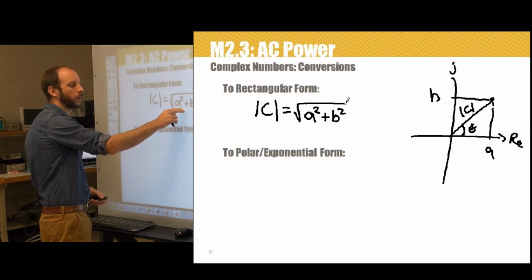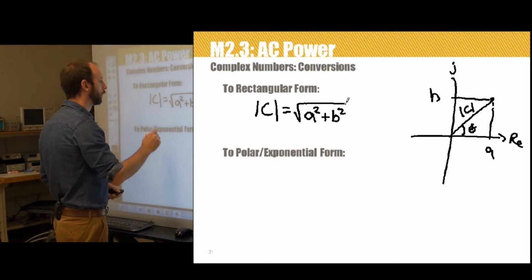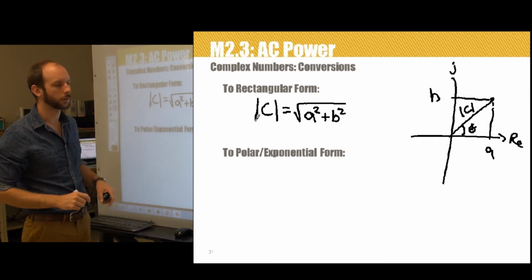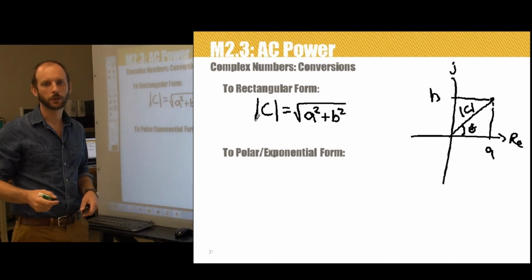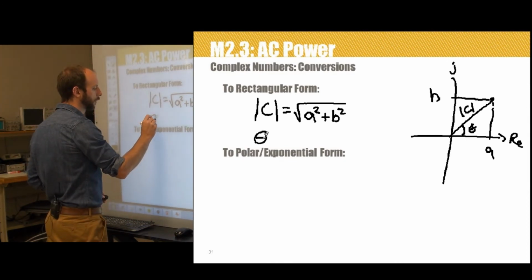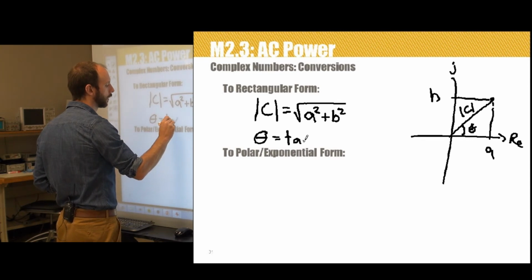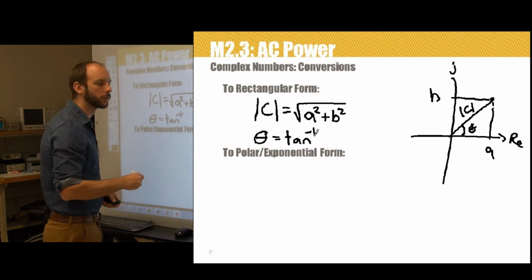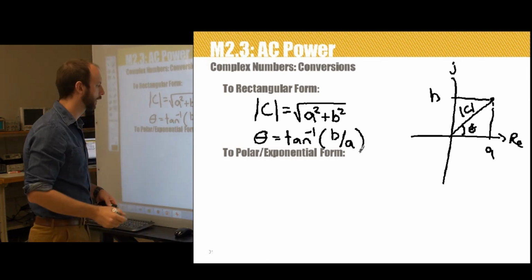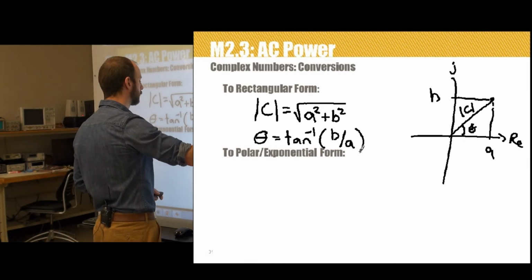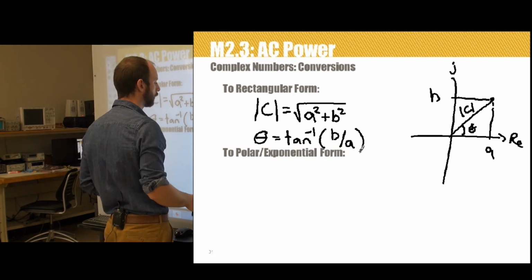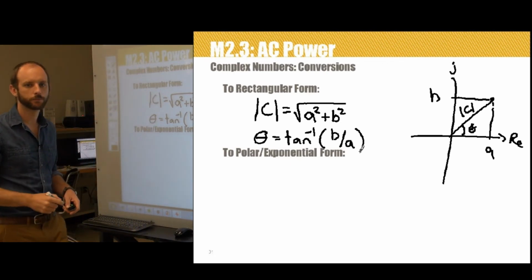So if you know the real and the imaginary coordinates of a complex point, you can then determine the magnitude using the Pythagorean theorem, and then we can use a little bit of geometry, inverse tangent in this case. Theta is going to be calculated as arctan of what? Of B over A. And where does that come from? Well, tangent of theta is opposite over adjacent, so tan theta equals B divided by A, so we take the arctan.